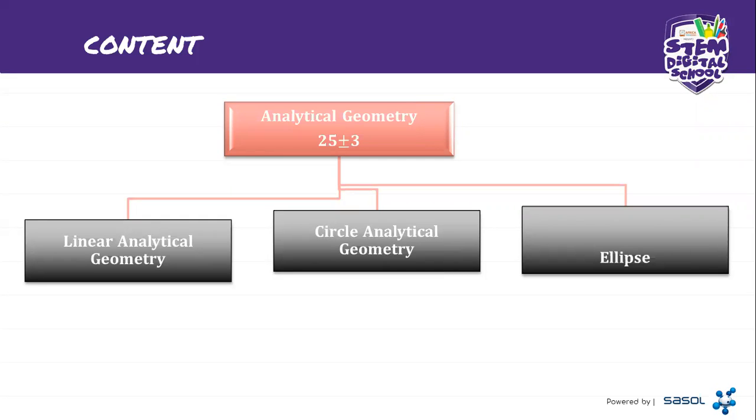So under analytical geometry, we are going to be looking at linear analytical geometry, then we move to circle analytical geometry, and the last one is the ellipse. But today, the focus is only on the first two subtopics, which are linear analytical geometry as well as circle analytical geometry. All right, now let us make sure that we revise everything under analytical geometry before we go and write our first final paper, which is paper 2, and make sure that we do very well.